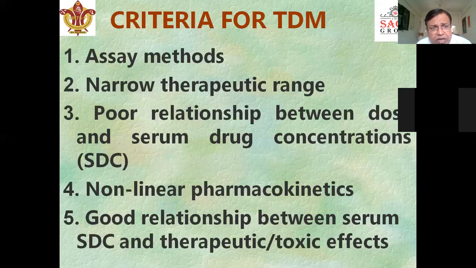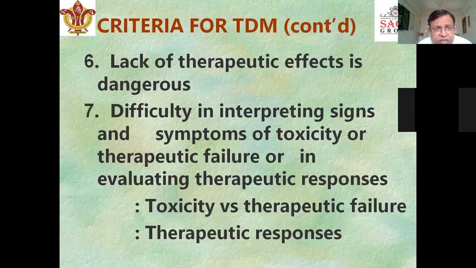Psychoactive drugs like lithium, TCA, and analgesic drugs like aspirin and paracetamol. Criteria for TDM: by monitoring, assay method, narrow therapeutic range, poor relationship between dose and serum drug concentration, non-linear pharmacokinetics, good relationship between serum drug concentration and therapeutic toxic effect, lack of therapeutic effect is dangerous, difficulty in interpreting the signs and symptoms of toxicity or therapeutic failure, or in evaluating therapeutic response, like toxicity versus therapeutic failure, therapeutic responses, etc.